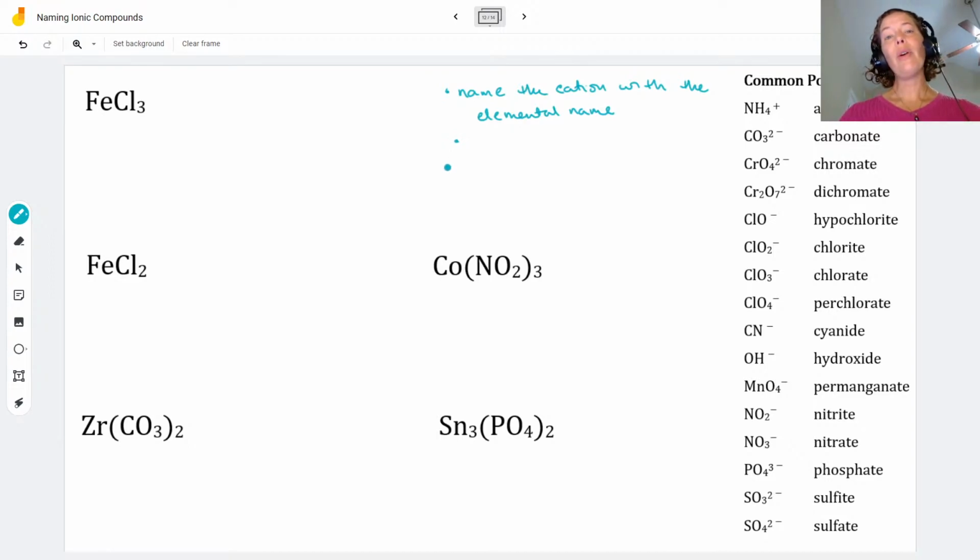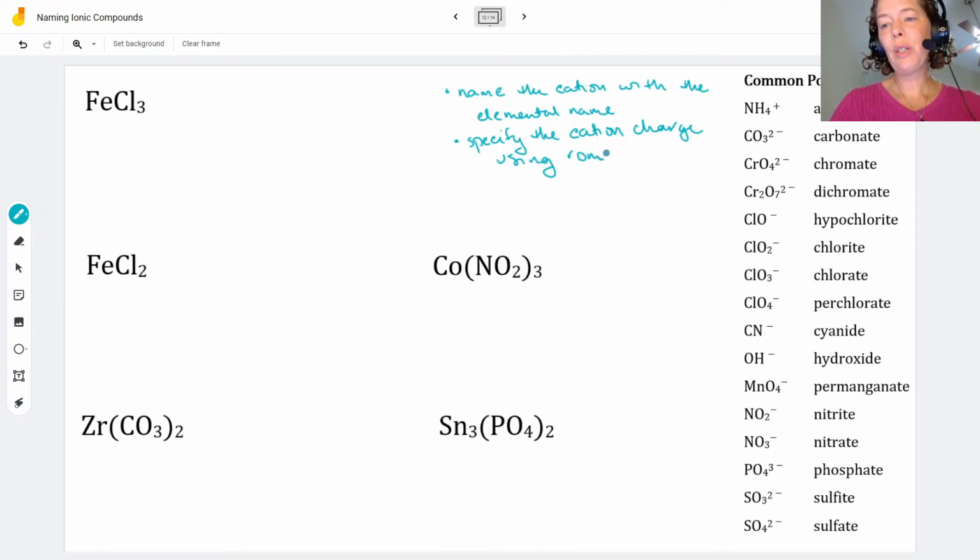Then we are going to specify the charge with Roman numerals. So specify the cation charge using Roman numerals. And then we are going to just name the anion.